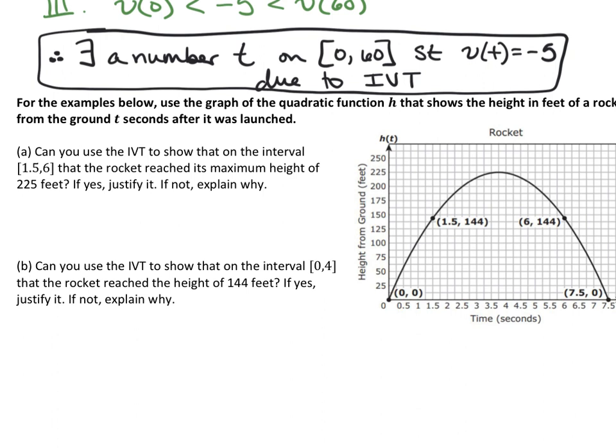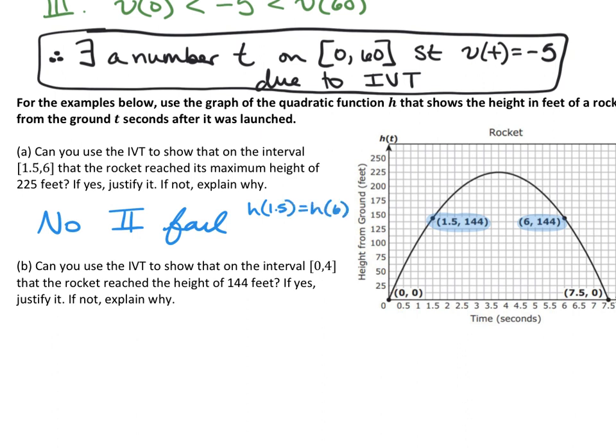At time 1.5, what is my height? 144. At time 6, what is the height? 144. So are those the same number? So can we use the IVT at all? No, we can't use IVT because requirement 2 is going to fail. H of 1.5 is exactly equal to H of 6.